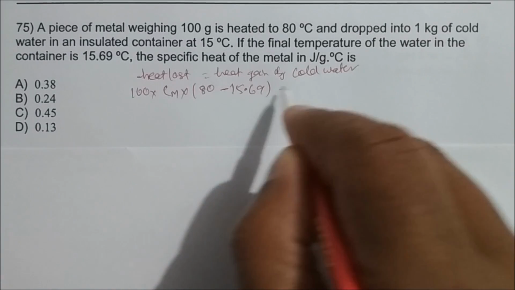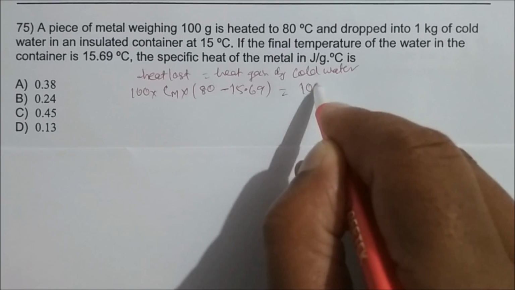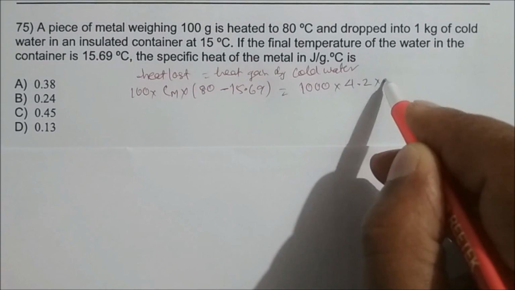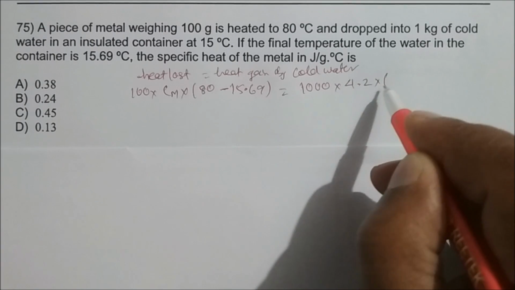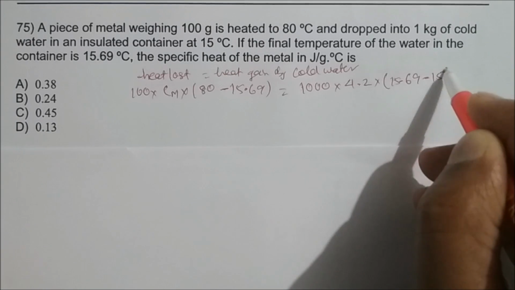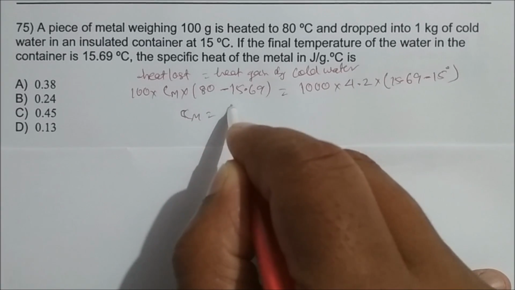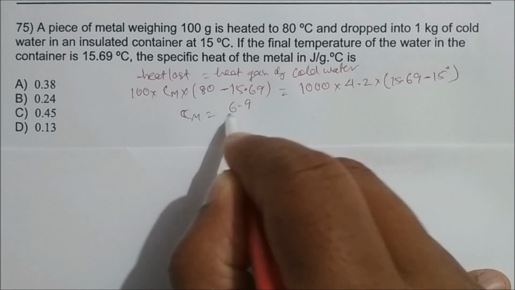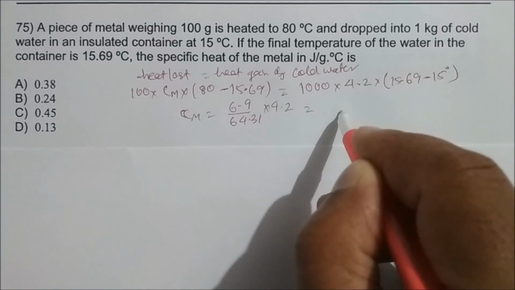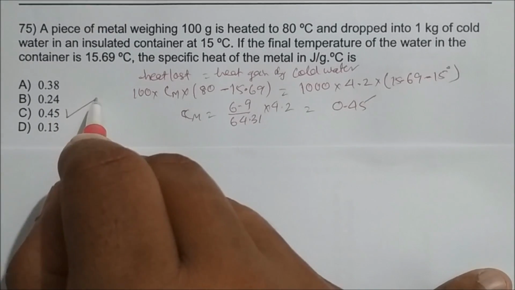And again, heat gained by water. What is the mass of the water? The mass of the water is given here, 1000 grams, and the specific heat of water is 4.2, multiplied by the temperature change, final temperature 15.69 minus the initial temperature of the water, 15. On solving you will get c m equal to 0.69 divided by 64.31, multiplied by 4.2. On solving you will get 0.45. On seeing the options, this answer is the correct answer.